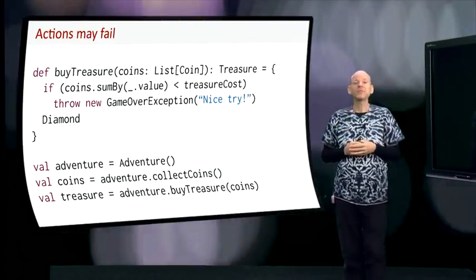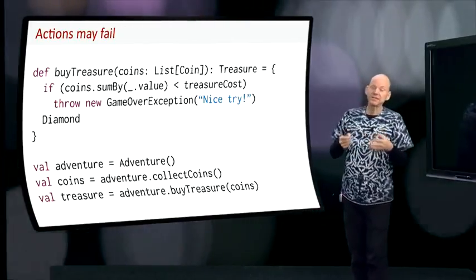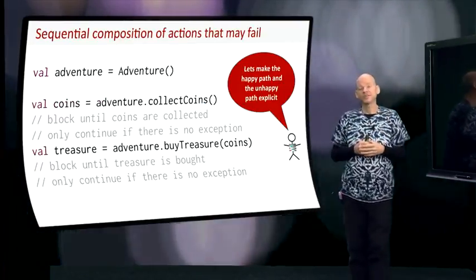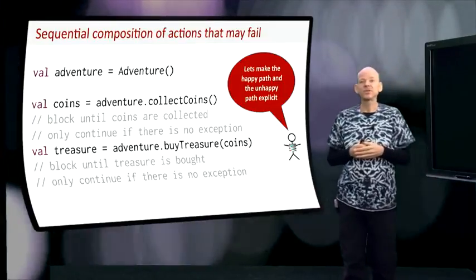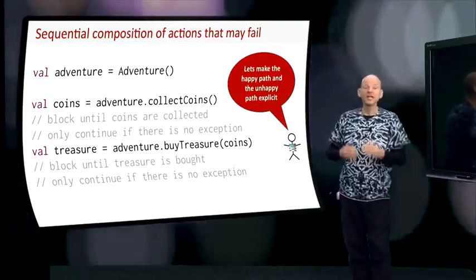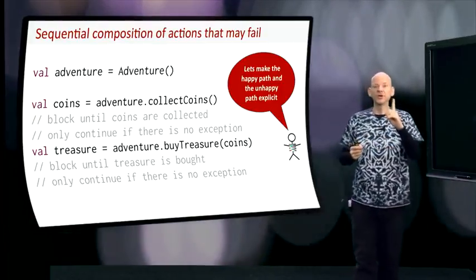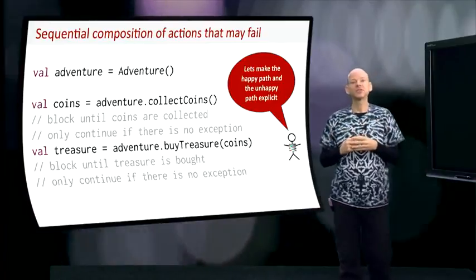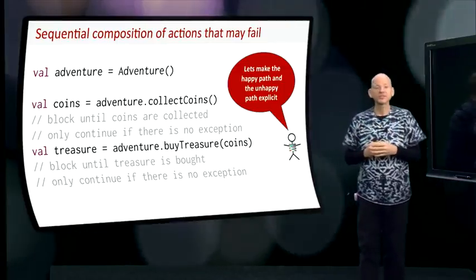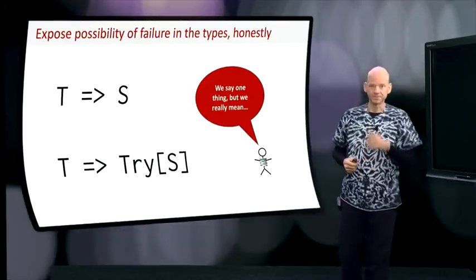So the problem is that when we look at the signatures of collectCoins and buyTreasure, these types don't tell us that things can go wrong. And when we look at the sequential composition of our code, it doesn't tell us what's really happening there. So you collect coins, and that call will block until collectCoins has returned with no exceptions. And then we execute buyTreasure, which will also block until all the treasures are bought, until this function returns, and only continues if there's no exception.